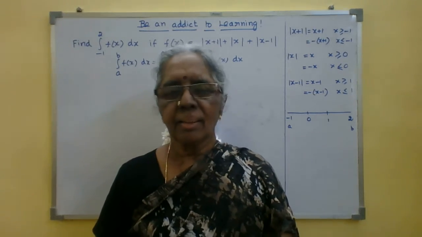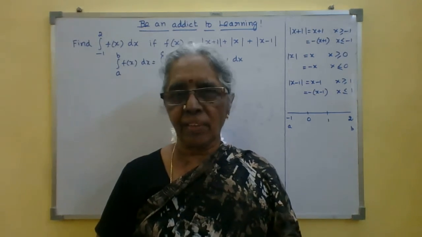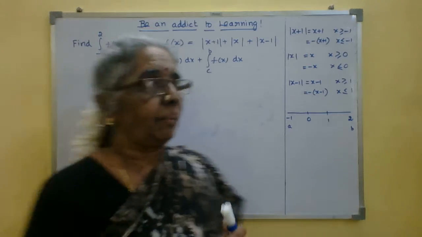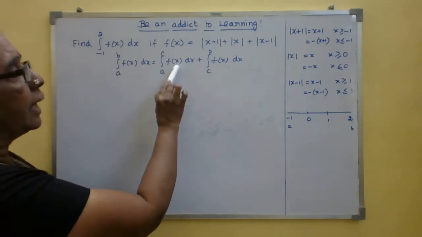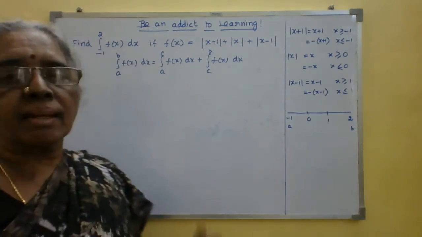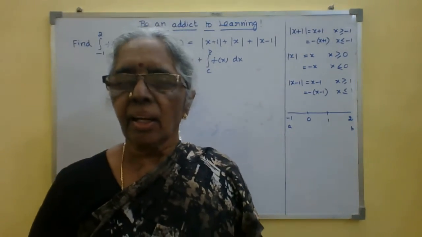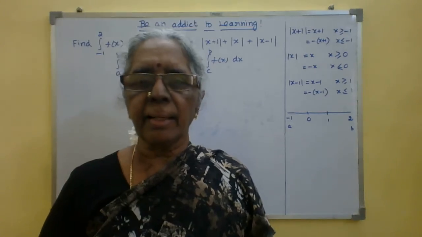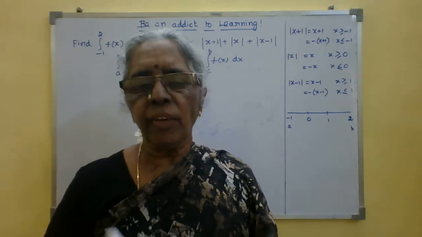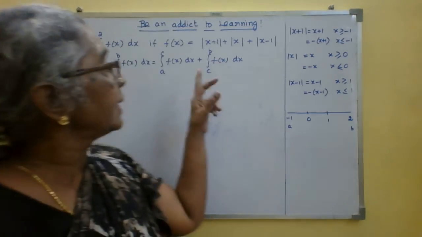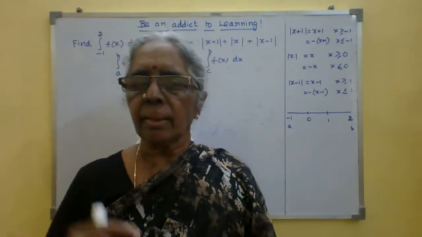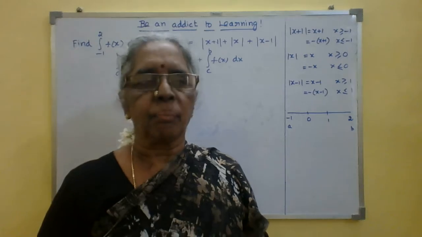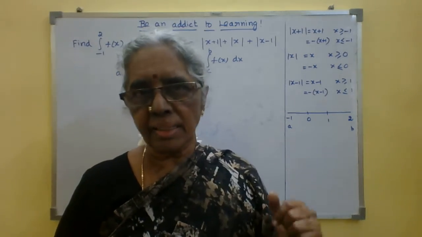Good day everyone. We have seen in the previous video of definite integrals a property, that is integral a to b f of x dx is equal to integral a to c f of x dx plus integral c to b f of x dx. We use this for integrating modulus functions. If we get two intervals, we will write it as a to c and c to b, and of course we can extend it if we get two or three more points like that. Now we will see a different sum in that.